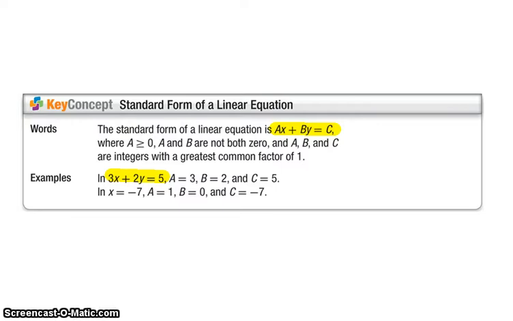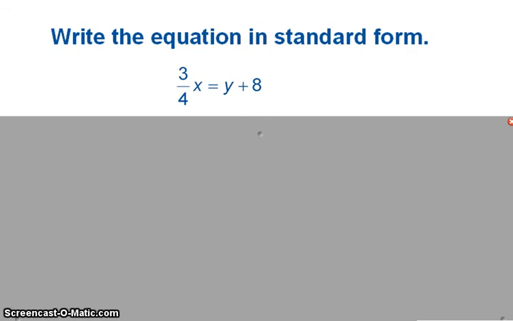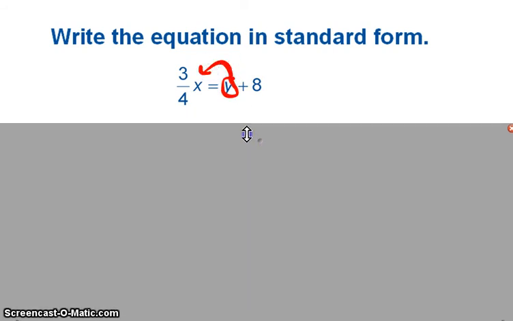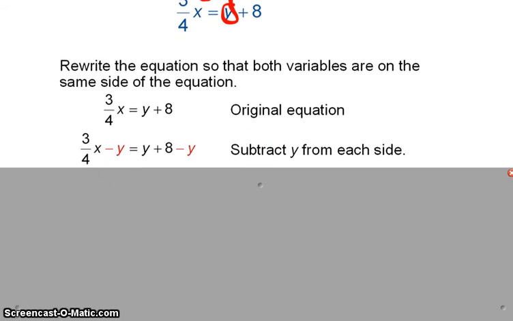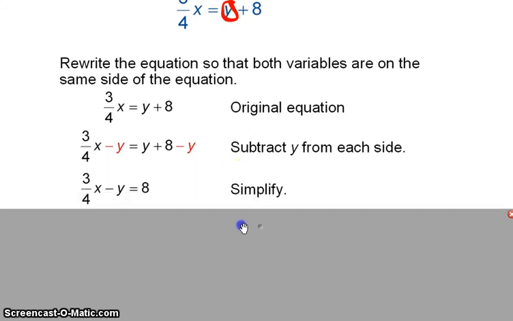Alright, so let's look at this equation right here: 3/4 x equals y plus 8. And let's write that in standard form. Well, the first issue is we need to have this y on the other side. It needs to be over here with the x. So to do that, we are going to subtract y from both sides. And then what we have is 3/4 x minus y equals 8.